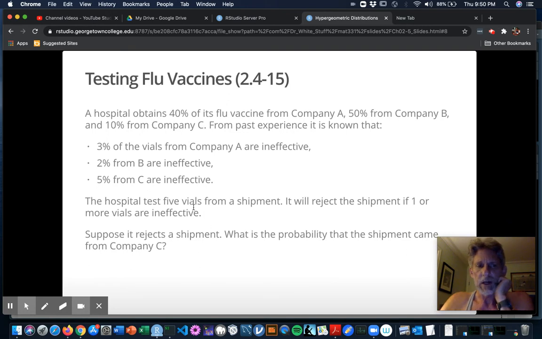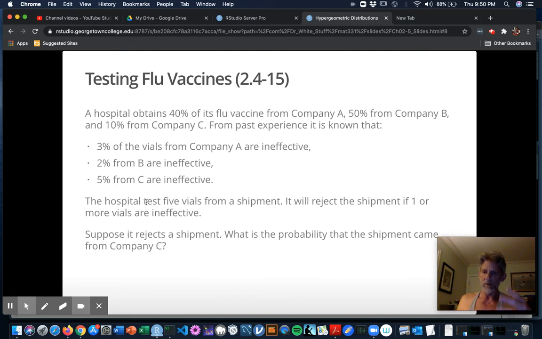So let's restate the problem. You've got a hospital that gets flu vaccines from 3 companies. 40% of its shipments come from company A, 50% from company B, and 10% from company C. And it knows something about the ineffectiveness rate of the little vials of flu vaccine that it gets from these companies: 3% from company A are bad, 2% from company B, 5% from company C. And the hospital tests 5 vials from any shipment that it gets.